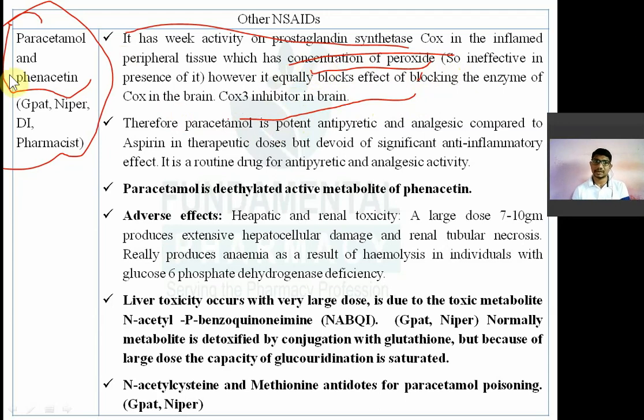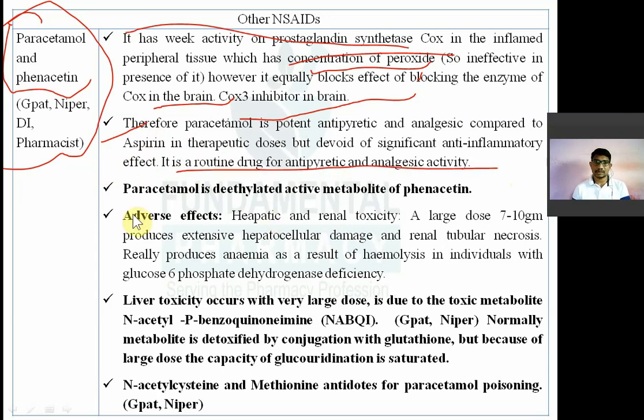But it has an antipyretic effect and analgesic effect. So it can equally block the COX-1 and COX-3 in the brain. That is also responsible for the antipyretic effect. Paracetamol is a potent antipyretic analgesic as compared to aspirin, but it does not have any anti-inflammatory action. It is a routine drug for antipyretic and analgesic action.